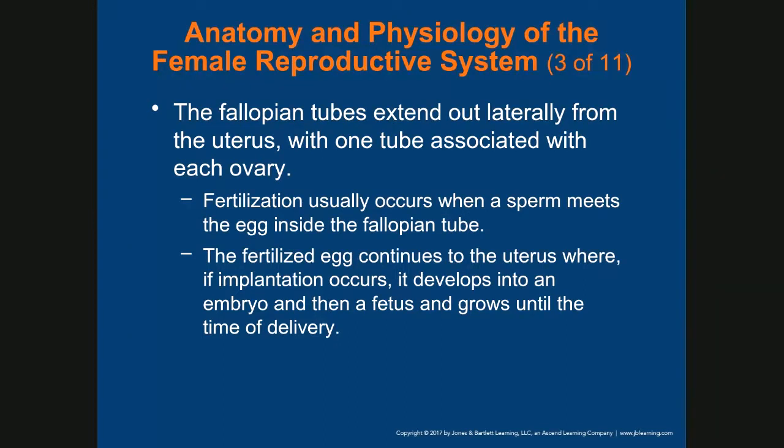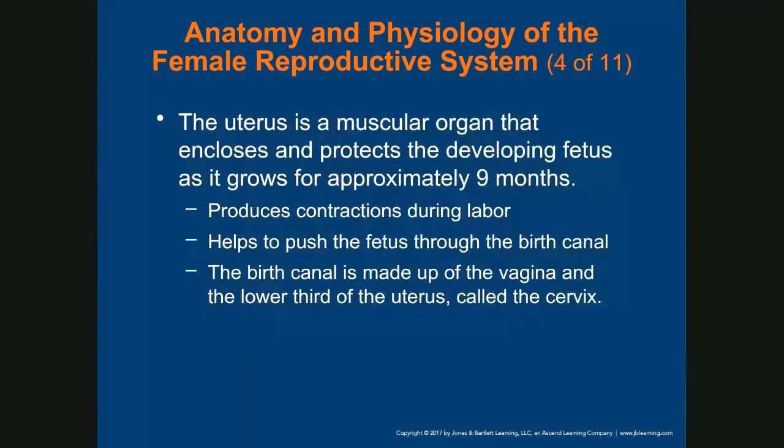Fertilization usually occurs when a sperm meets the egg inside the fallopian tube. The fertilized egg continues to the uterus where, if implantation occurs, it develops into an embryo and then a fetus, and it grows until delivery. The uterus is a muscular organ that encloses and protects the developing fetus as it grows for approximately 9 months. It produces contractions during labor. It helps to push the fetus through the birth canal.